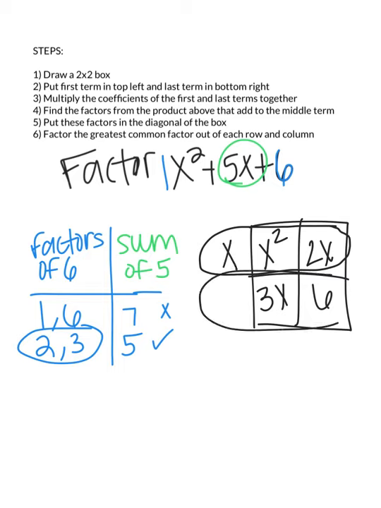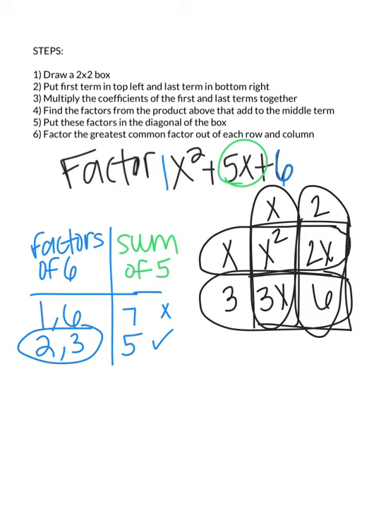Now let's go to the next one. What's the greatest common factor of 3x and 6? And that would be 3. Now we're going to move to the column. What's the greatest common factor of x squared and 3x? And that is also x. And then finally, the greatest common factor of 2x and 6 would be 2.